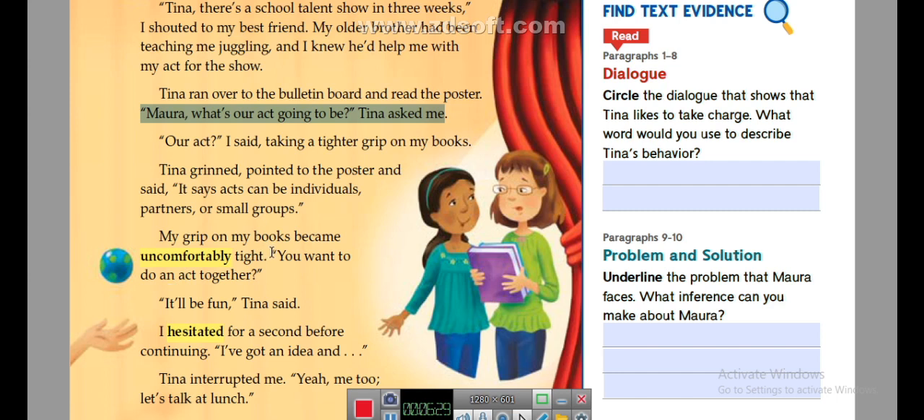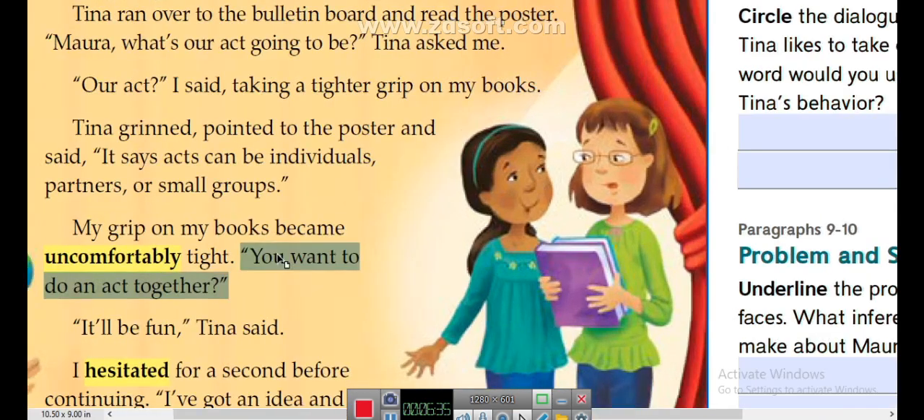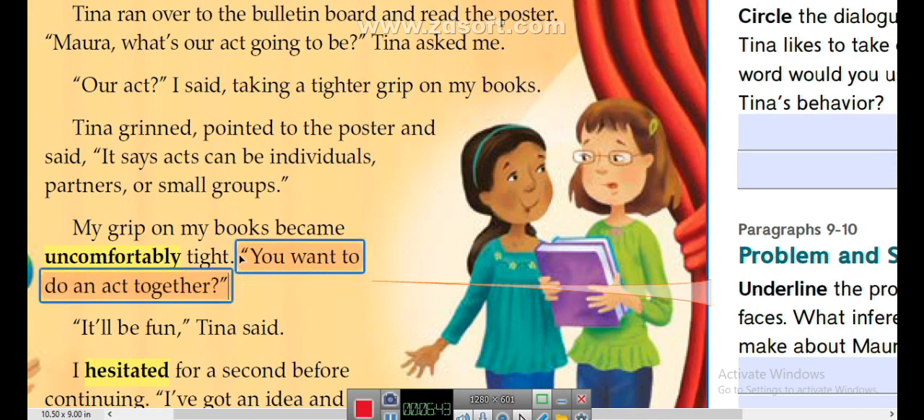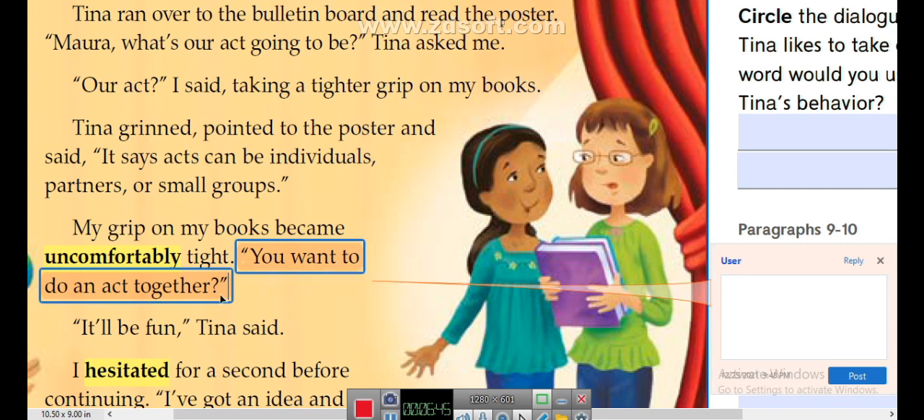Okay, or here, you want to do an act together? You see, the dialogue is usually put in quotations. We use quotation marks to mark the dialogue. What do you mean by a quotation? What is a quotation? This is a quotation. Here it is. You see it? Okay, it looks like two commas, but it is not. It is a quotation, okay?